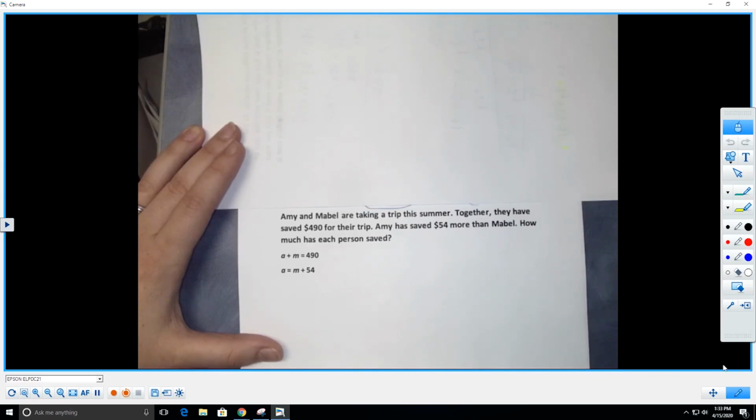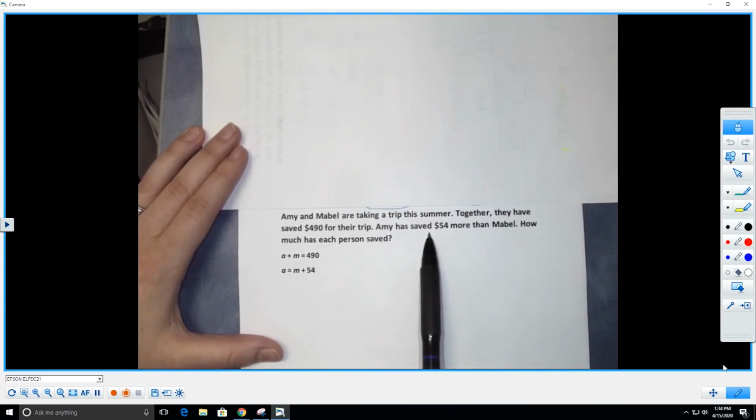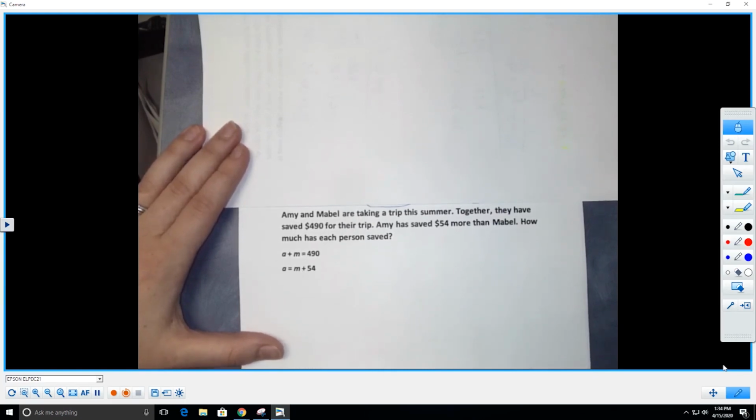So we're going to start by writing a system of linear equations. So we know that together, Amy and Mabel have $490 saved. And we also know that Amy has saved $54 more than Mabel. So her total is going to be equal to Mabel's total plus 54. So there's our system of equations.